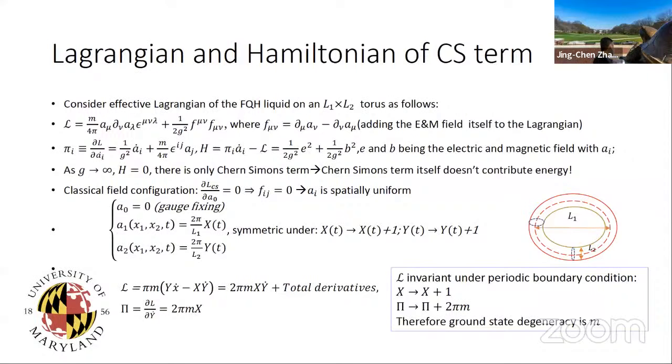Let's just look at the classical field configuration, right? So we can solve the Euler-Lagrange equation and solve for the classical field configuration. We find that F_ij is 0, meaning that it should be spatially uniform. But on the other hand, if you take the derivative without a component, you find that its time derivative is not 0. So if you solve it, you can find that it will oscillate around the boundary, just as what you see for the standing waves.